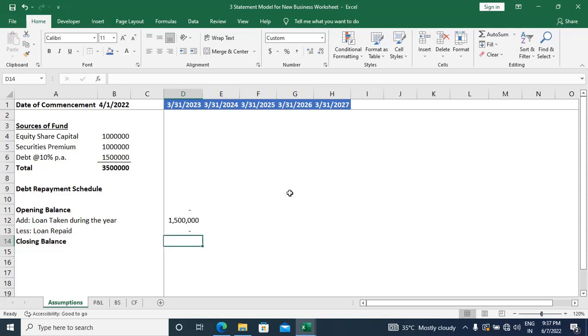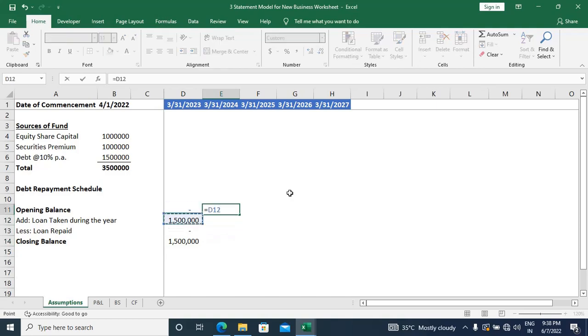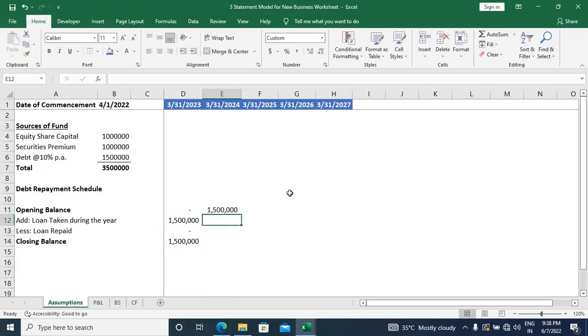Now, how to calculate this closing balance is that you had some opening balance plus you took some loan minus you have repaid some loan. This is actually the closing balance. Now, what should happen with this closing balance is that it gets moved forward to the next year. So this was the opening balance part.